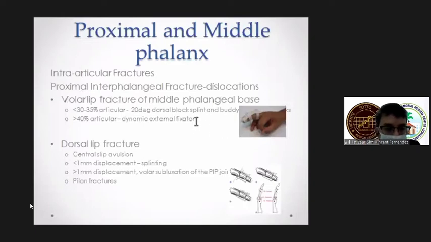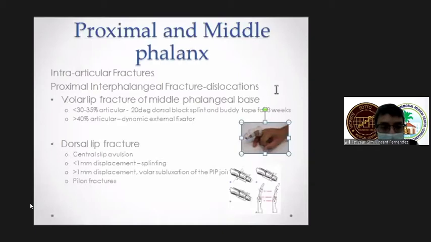So for PIP fractures and dislocation, for the fracture in your volar lip, if less than 30 to 50% articular, we could do a block splint, and you buddy splint it with the adjacent finger for up to 3 weeks, at 20 degrees position. And then for greater than 40% articular, you use a dynamic external fixator.